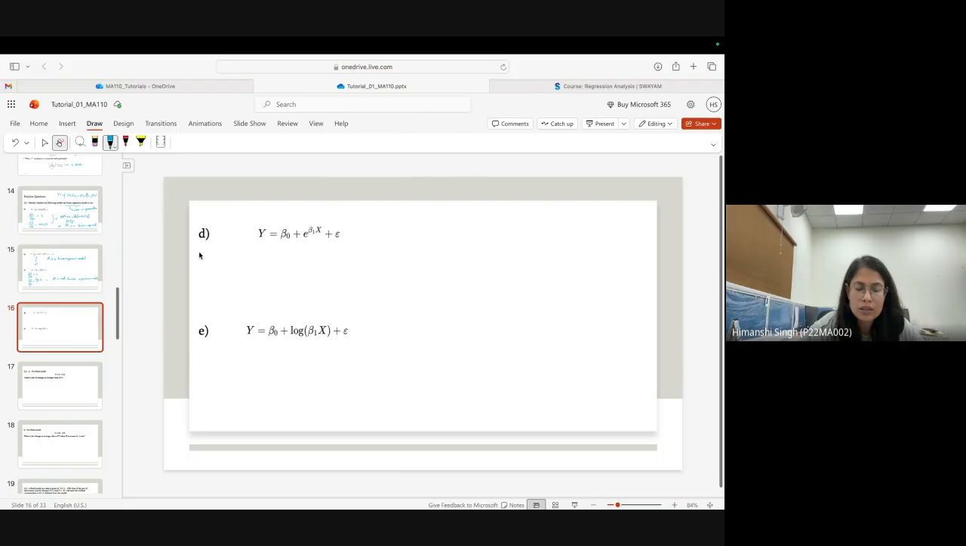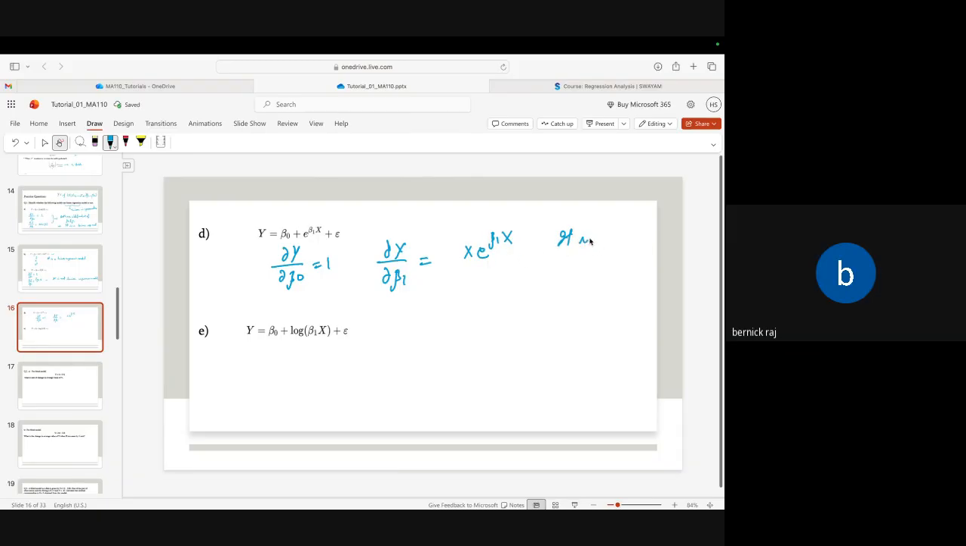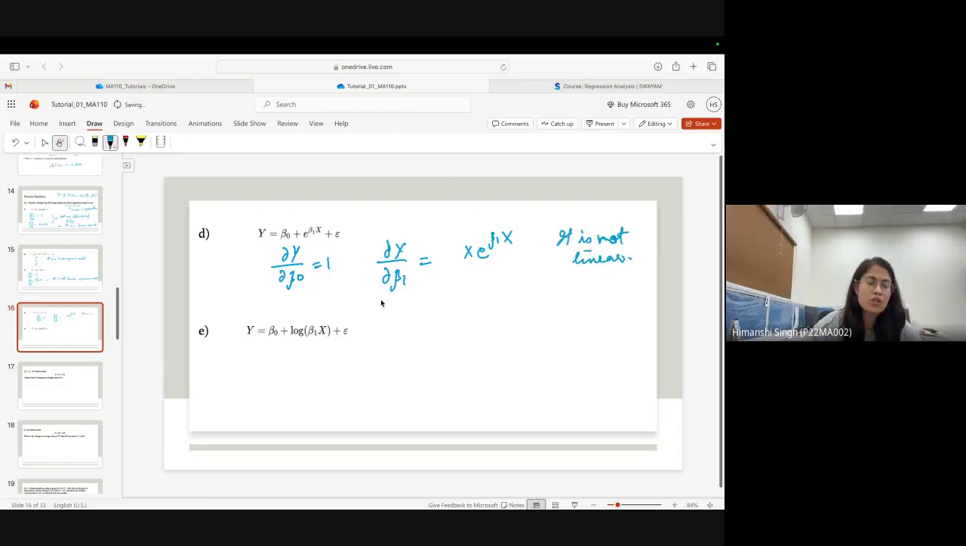We are getting the differentiation dependent on beta 1. Here is the fourth example. You can see that both beta naught and beta 1 are in single power. If I differentiate with respect to beta naught, it is 1. But if I differentiate with respect to beta 1, I get x e to the power beta 1 x. So it is dependent on beta 1, so it is not linear. Is it okay? Any doubt? If someone has any doubt, please stop me and ask.